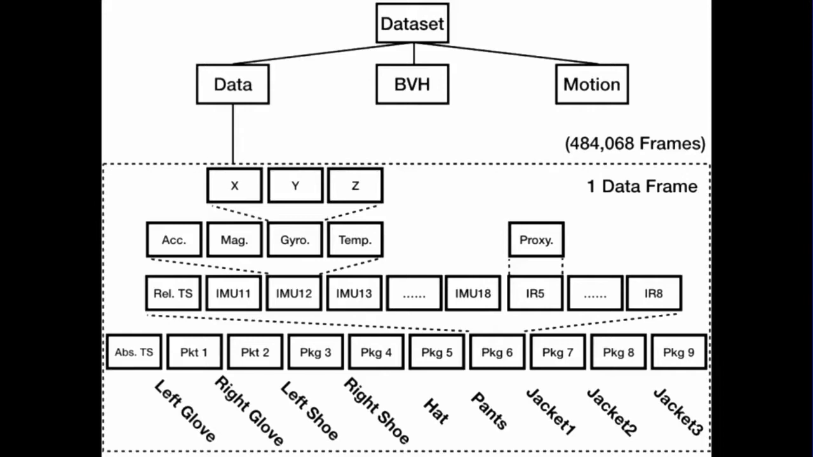Each data frame is composed of an absolute timestamp and 9 packets from all 9 CPUs. Each single UDP packet contains its relative timestamp and then the data from all IMUs and infrared sensors. IMU data is in the order of accelerometer, magnetometer, gyroscope, and temperature. The first 3 have 3 degrees of freedom, and the data is in XYZ order. Infrared sensor data contains the proximity value.